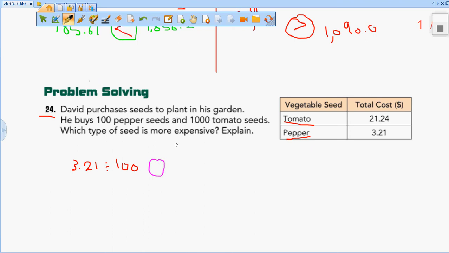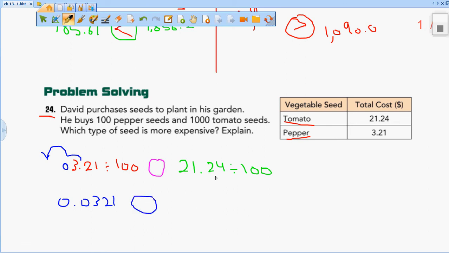Or $21.24 divided by 1,000. Now here I'm going to move the decimal point to the left side. 1, 2, but here no zeros, so we have to add 1. So the answer becomes 0.0321.